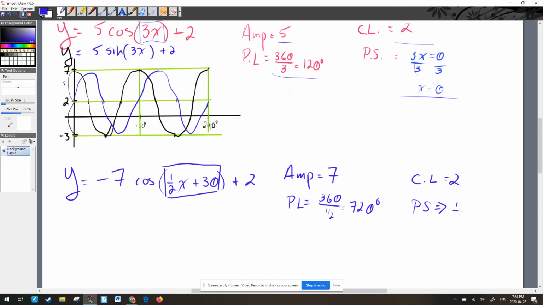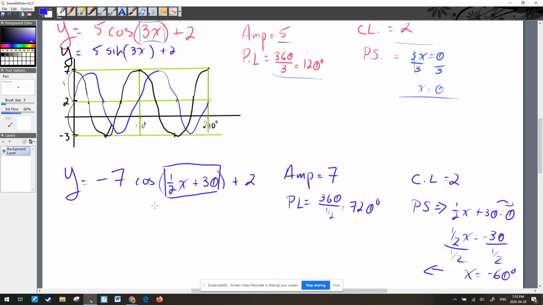So we're going to have 1/2 x plus 30 equals 0. Pop the 30 over. We're going to get 1/2 x equals negative 30. And then I'm going to divide by a half, and we're going to get that x is equal to negative 60 degrees. So that means it is shifted to the left 60 degrees.